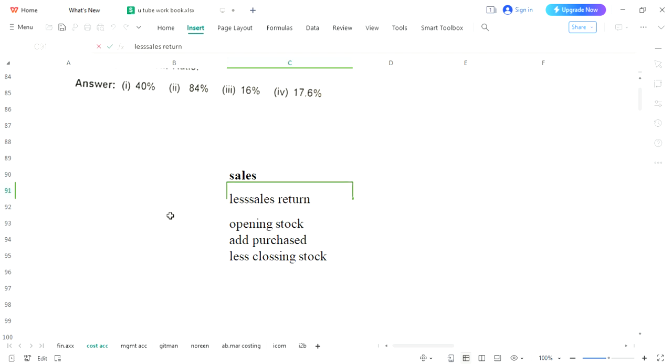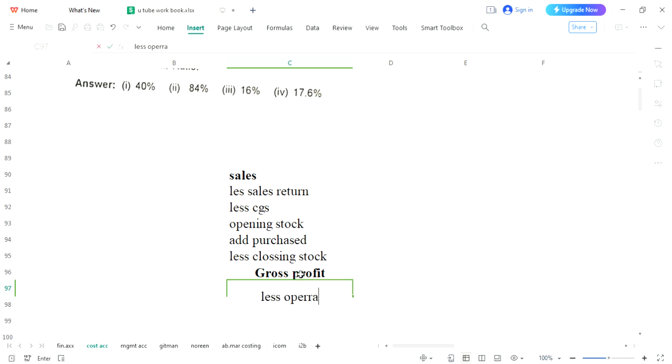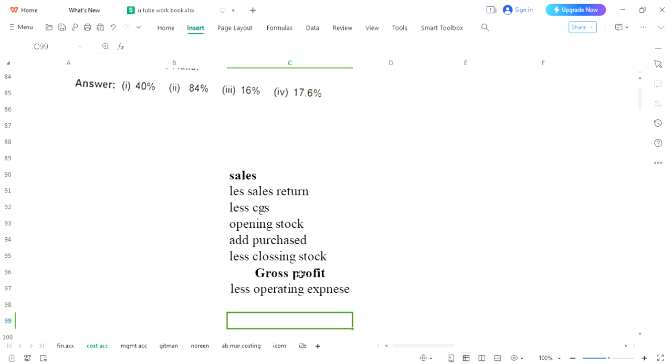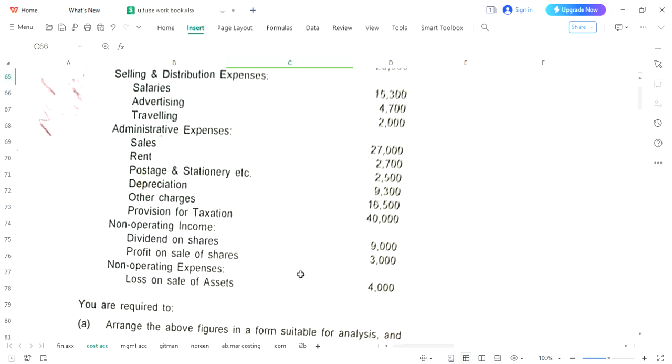So guys, in this way we are trying to complete our income statement. When you subtract your cost of goods sold from sales, you will get gross profit. And now operating expenses would be written over here, and you will subtract all of the operating expenses. Let's count how many operating expenses we have.